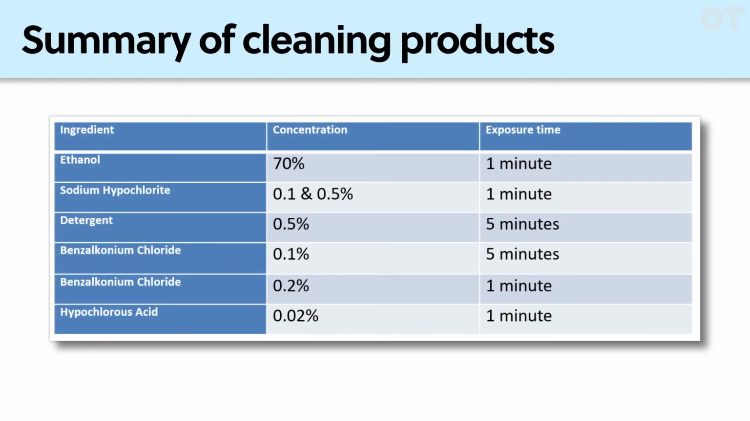So in summary, we now have this revised list of cleaning products. Ethanol has remained unchanged in concentration and exposure time, as has sodium hypochlorite, as has detergent. But we now have benzalkonium that at 0.1% we think will work in 5 minutes, and at 0.2% will work in 1 minute. And that hypochlorous acid at 0.02% should also be effective at a 1 minute exposure time.